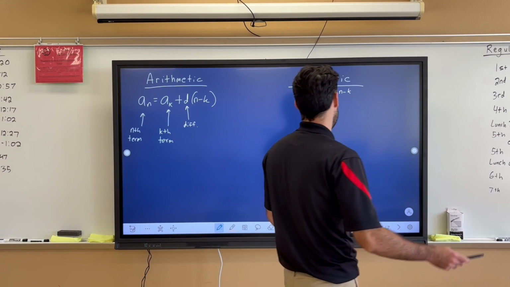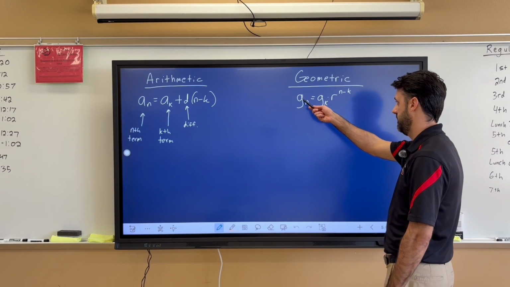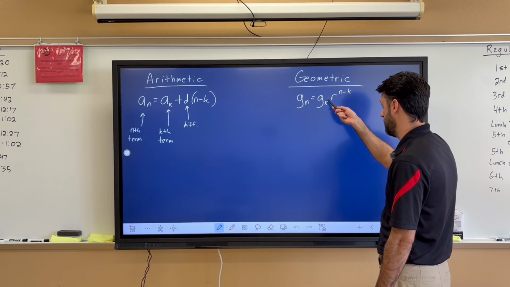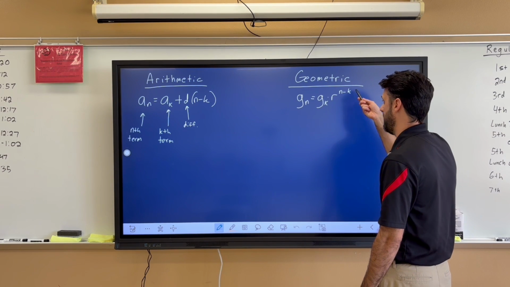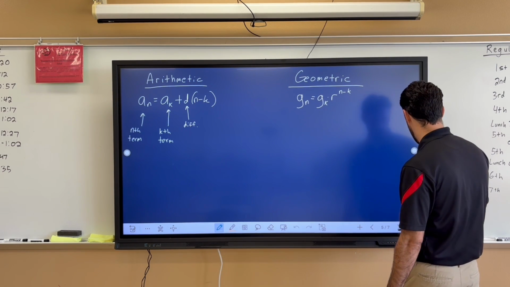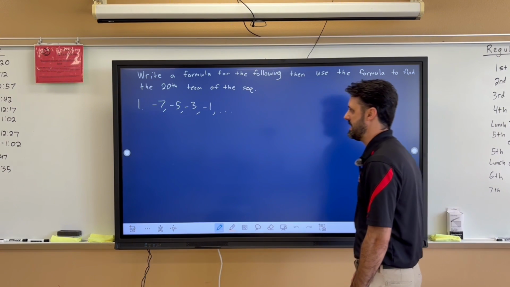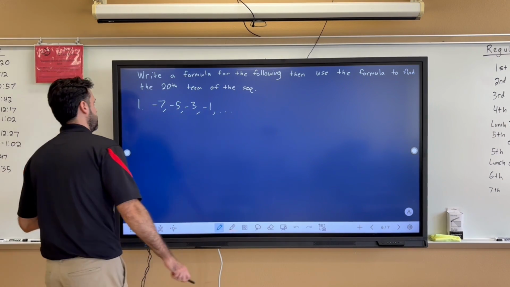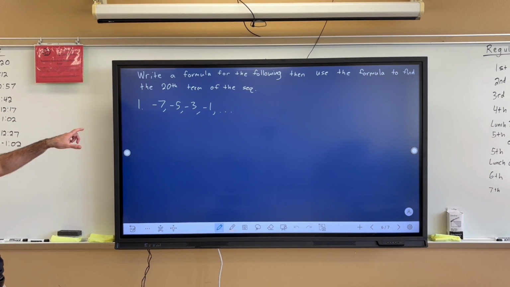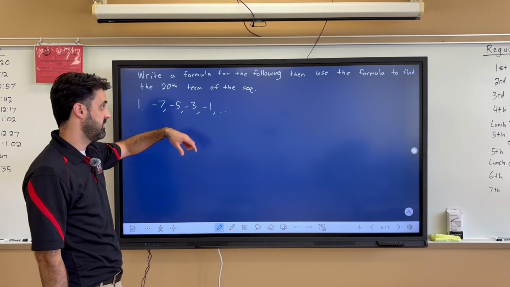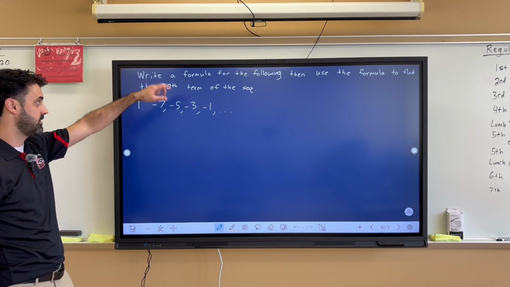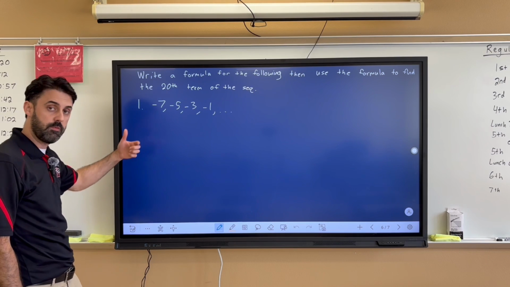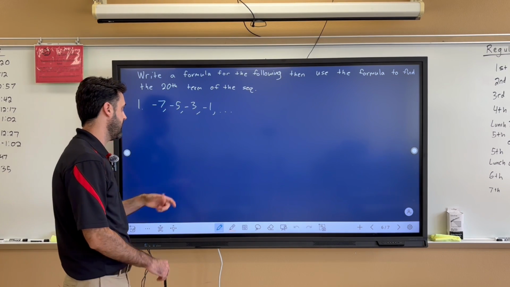For geometric sequences, to get the nth term, we take the kth term and we multiply it with the common ratio to the n minus k. All right, so I know those formulas look a little bit confusing, so let's see in a question how we would use those. All right, so write a formula for this sequence, then use the formula to find the 20th term of the sequence. So first off, we have to determine, is this arithmetic or is it geometric?